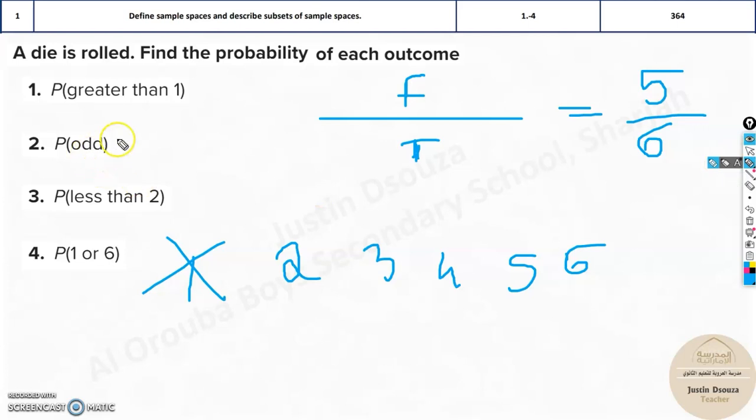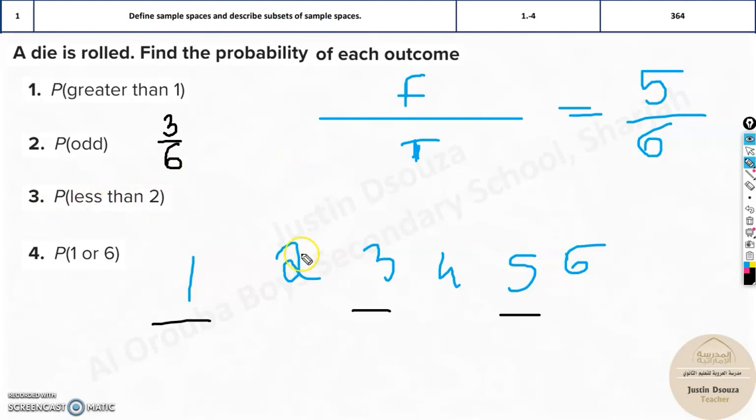What about the odd digits? How many odd digits are there? Let's see over here. Now there is 1 over here, 3 and 5. There are 3 odd numbers. They are the favorable ones because we need the probability of odd. But what are the total possibilities? When you roll a die, anything can fall in this. So there are 6 possibilities, total possibilities.